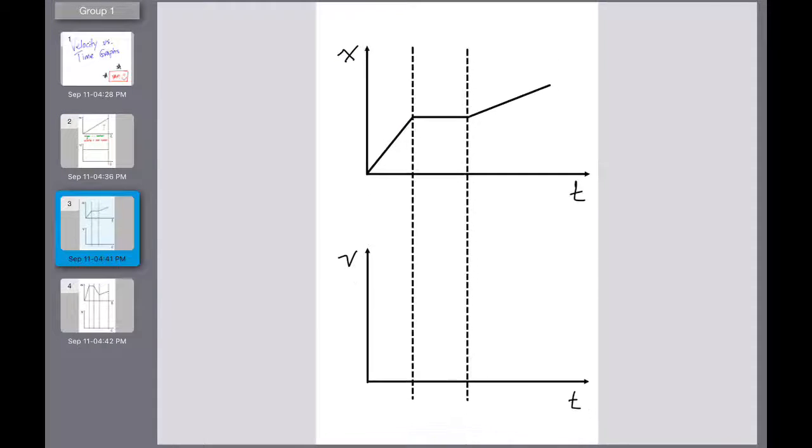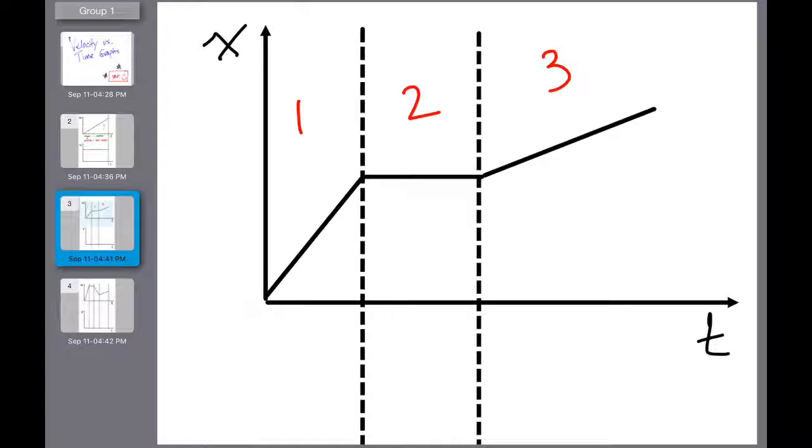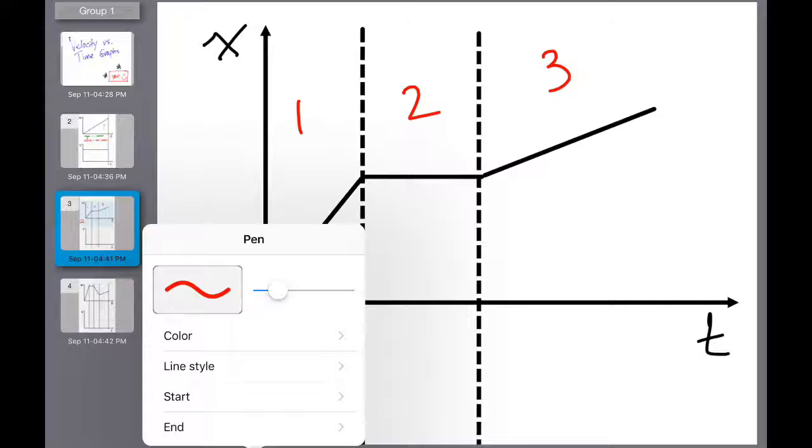In this example, I've got 3 sections of motion. I've got this first section, second section, and third section. Again, we don't have any numbers here, but we can infer some things about these graphs. So we need to be asking ourselves the following things. Is it positive, negative, or 0? And is it constant?